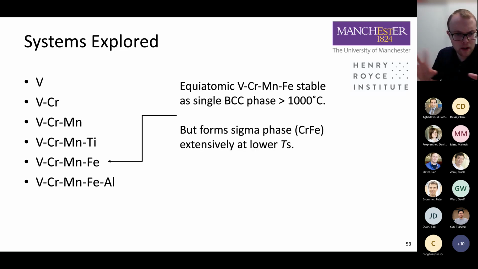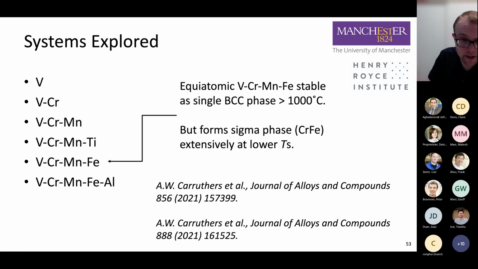In another set of work, we looked at adding iron into the system, again building up the elemental palette to become high-entropy-alloy-like. What we find in this particular system is that we form a single BCC phase above 1000 degrees C. But as you might expect, given the combination of elements, we form a sigma phase extensively at lower temperatures. There are a couple of publications by postdoc Alex on this subject.